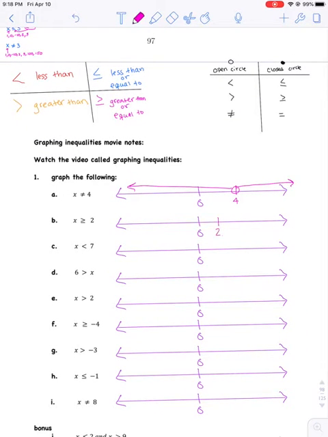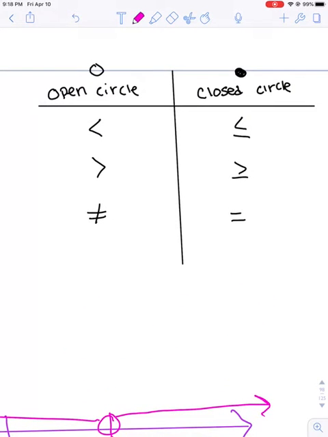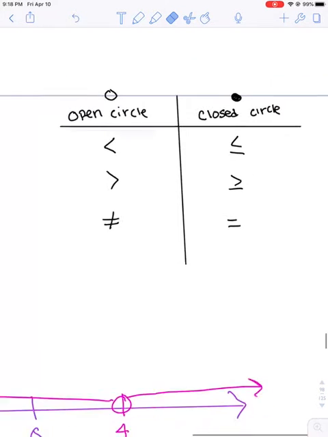The first thing we want to do is put the 2 in there. Just got to put it on the correct side of 0. It doesn't really matter how far out you have it. And then I want to decide, do I want an open circle or a closed circle? Well, I made a little chart for you here to help you remember that. Open circle is for less than, greater than, or not equal to. Closed circle is for less than or equal to, greater than or equal to, or equal to. So any of the symbols that have an equal to sign, you color in the circle.